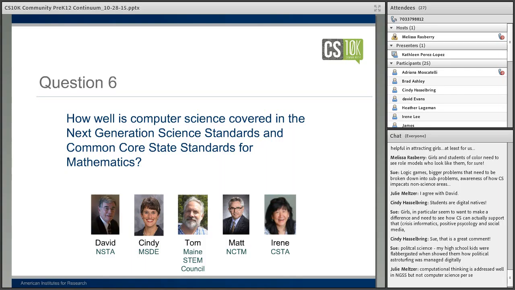I think this is a great way to, I'm sorry, this has to wrap up soon, but it seems right that the science standards and the math standards focus on science and math, and CSTA standards focus on the computational aspects of things that Irene mentioned.